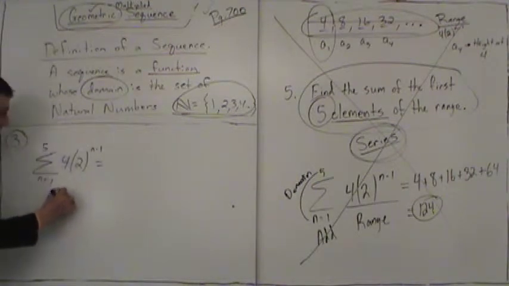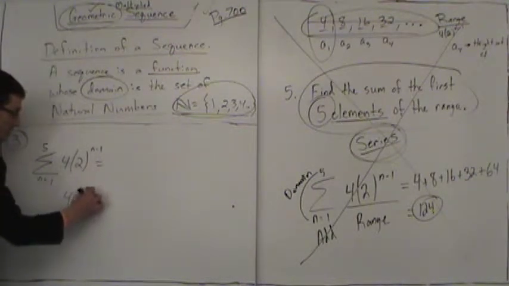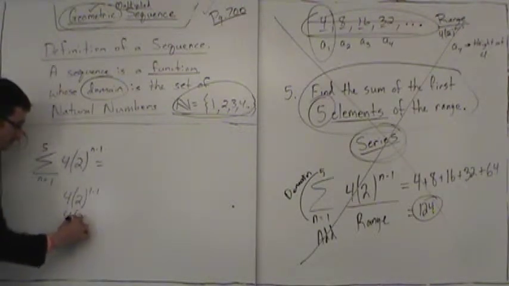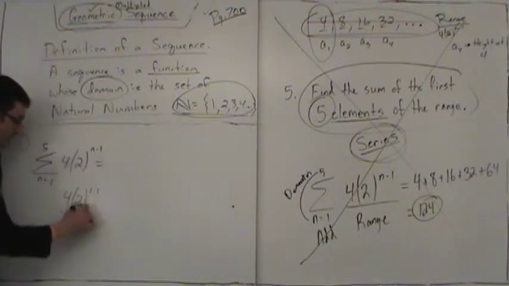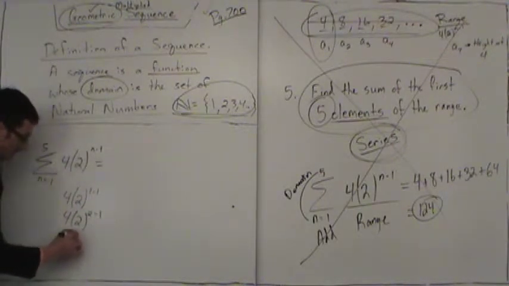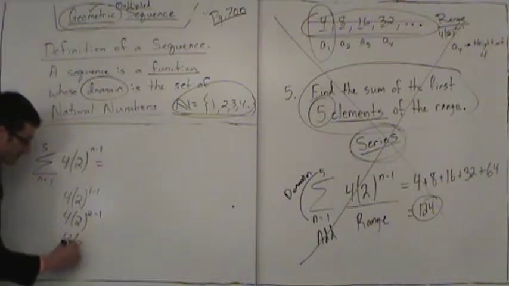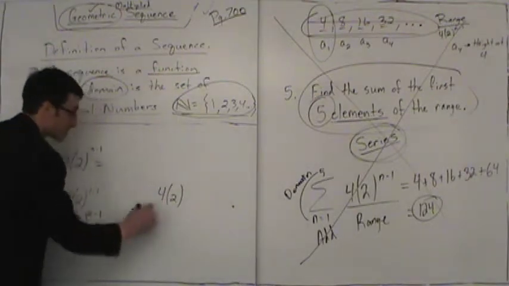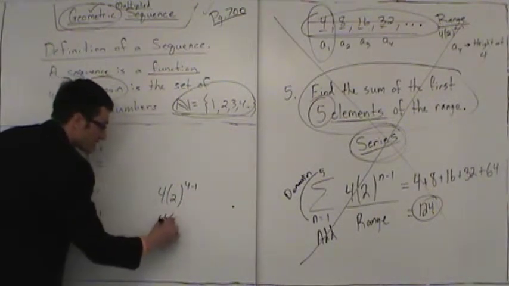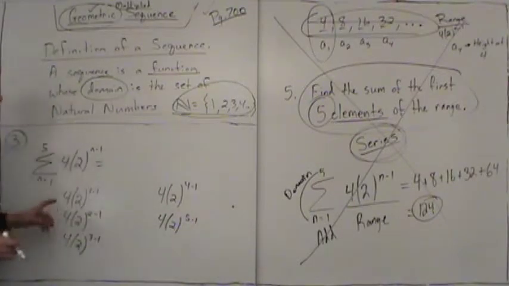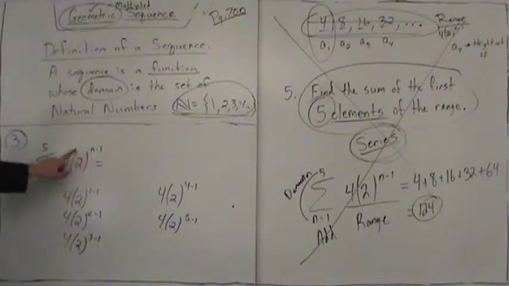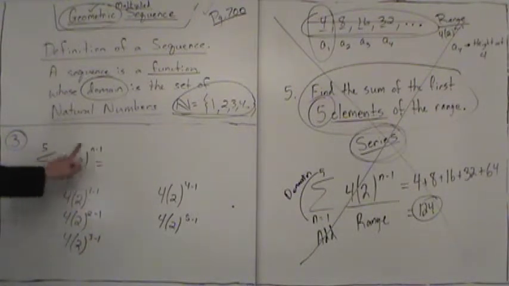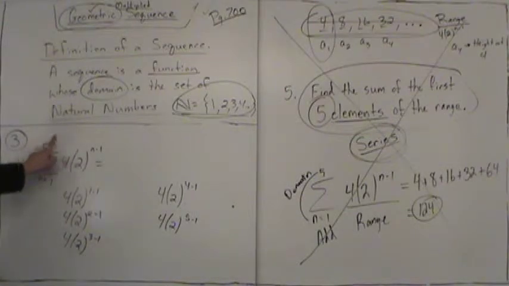So let's write it out. We have 4 times 2 to the 1 minus 1, plugging 1 in for n. 4 times 2 to the 2 minus 1, putting in 2 for n. 4 times 2 to the 3 minus 1. 4 times 2 to the 4 minus 1. And 4 times 2 to the 5 minus 1. So what are we plugging in? We're plugging in 1 for n, 2 for n, 3 for n, 4 for n, and 5 for n.